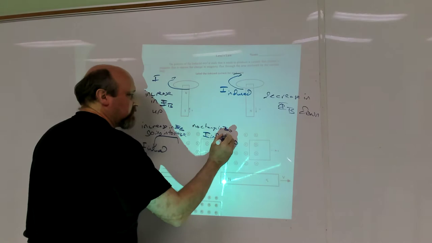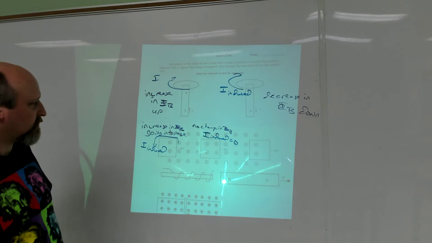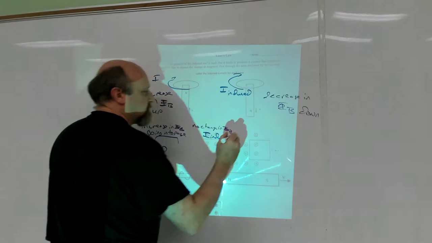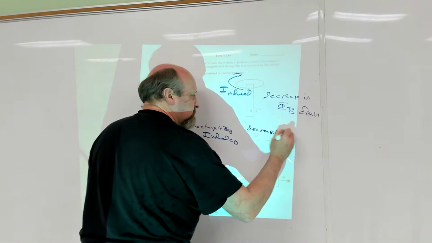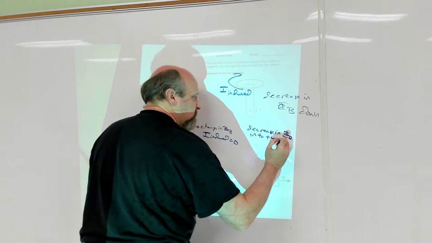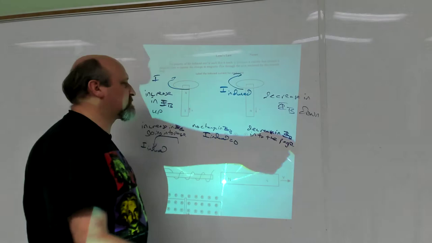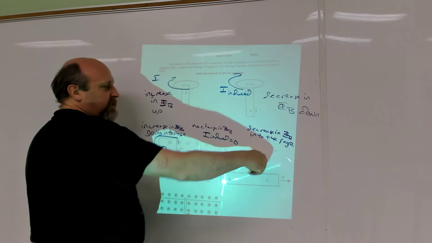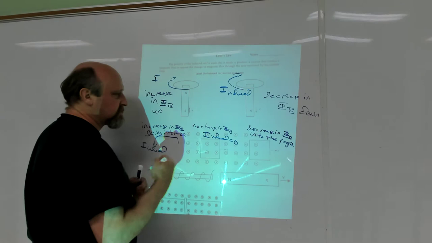What about as this loop is exiting the field? Well, what's the change in flux? There's less and less field lines going in through it. There's a decrease in flux into the page through the loop. Therefore, current has to flow to try to make more flux in through the page. To make flux go in, my fingers would curl around this way. Current has to flow clockwise in this case. The induced current is going to be clockwise.